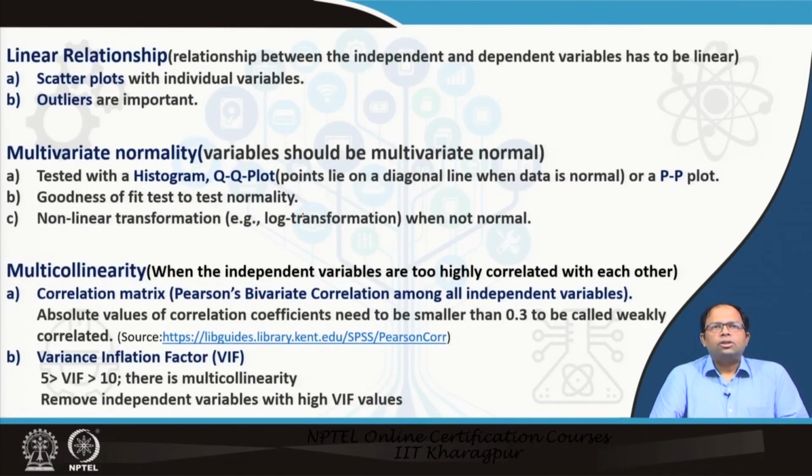So, let us talk about those assumptions. The first assumption is linear relationship. That means the relationship between the independent and dependent variables has to be linear. This could be easily checked if we do a scatter plot with individual variables, and we also need to be careful about the outliers.